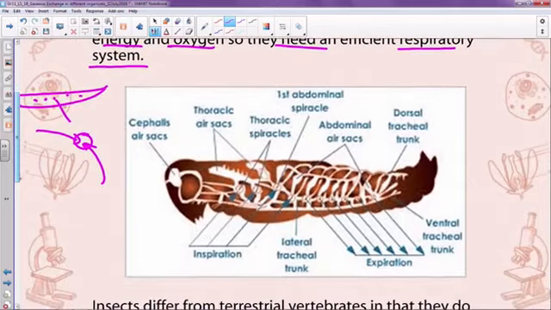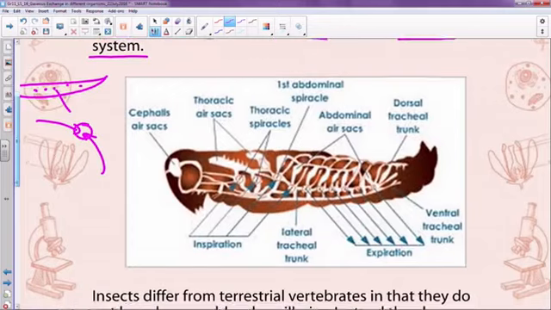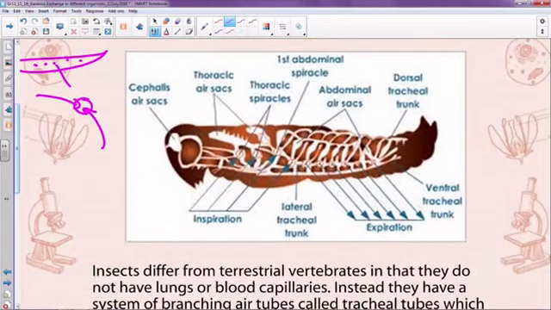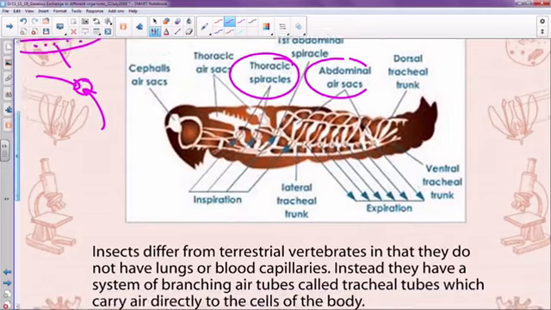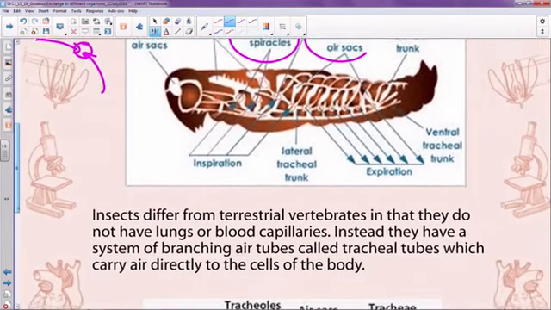And hence, if we look at the process of respiration or breathing in insects, you'll find that it's quite complex, but essentially it works through thoracic spiracles, and you've got abdominal air sacs which allow air to enter and then travel through via tracheoles into the cells and to the blood system where it is needed.